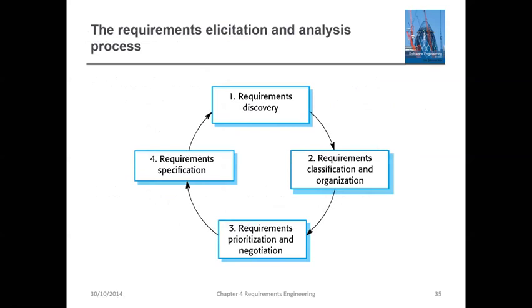Now you can see the diagram, as I told you. In requirement elicitation there are 4 stages. This is your requirement discovery, the first stage. Next is requirement classification and organization, the second stage. Third is requirement prioritization and negotiation. The fourth one is requirement specification. These things have to work in this way only. This is in a clockwise direction, and it works like the spiral model.